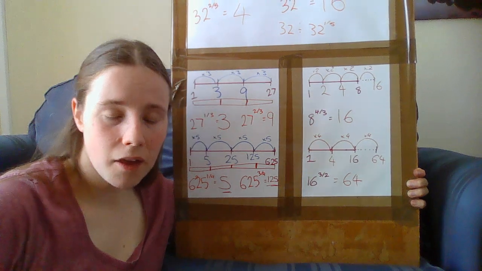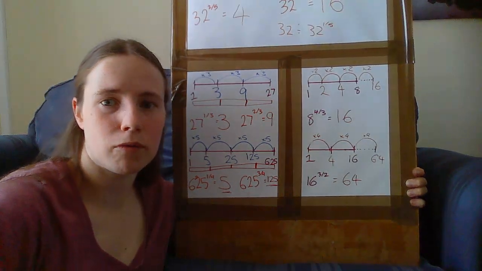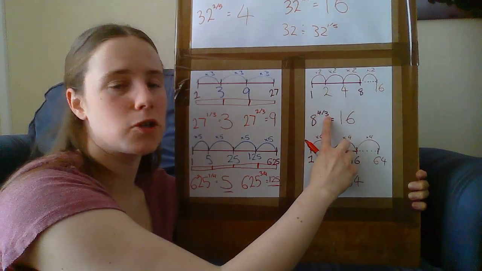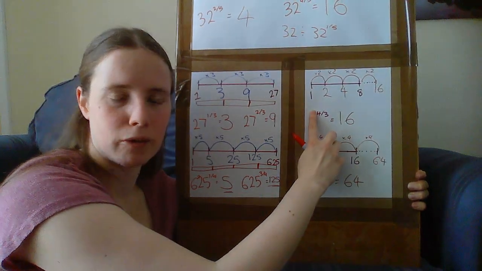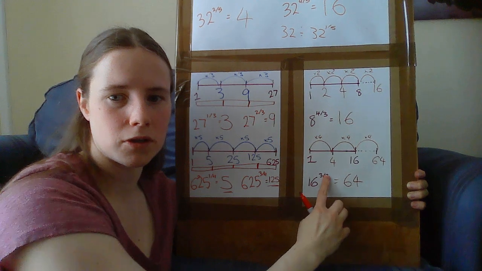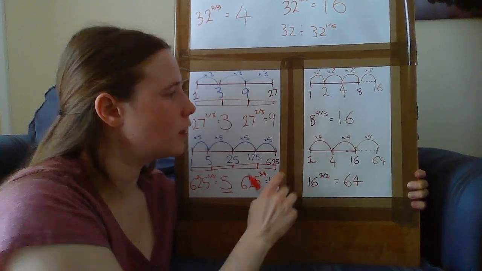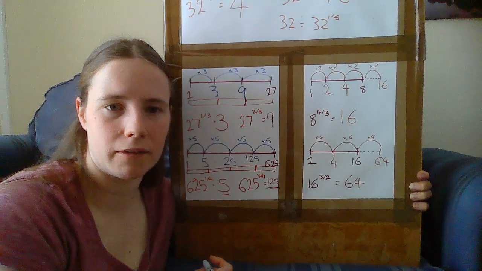Okay. The other method, the method where you do a root and a power, works for these ones as well. So for this one, you can do the cube root of 8, which is 2, to the power of 4, which is 16. This one, you can do the square root of 16, which is 4, cube it, which is 64. And you'll notice those numbers are what we've got going on here as well.